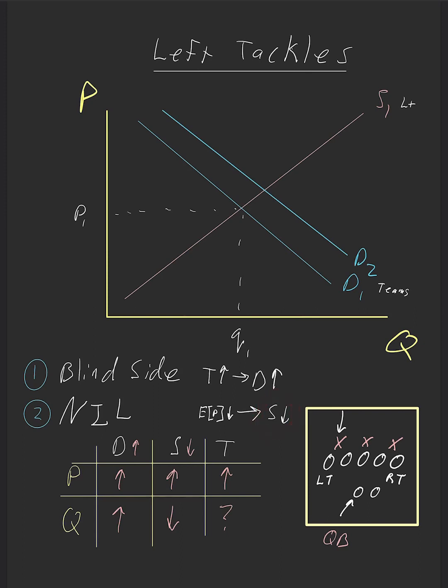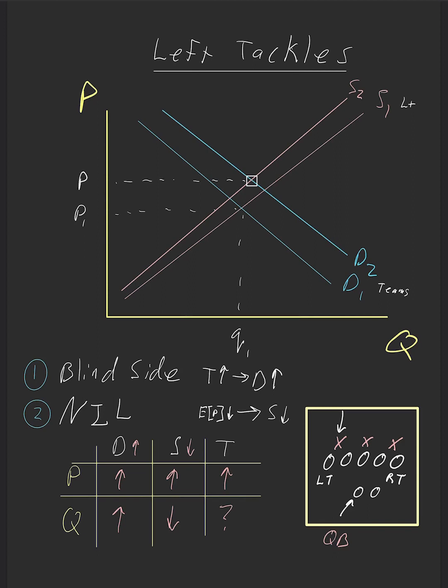As a consequence, the supply of left tackles in the short run might fall. Okay, so now we have this new equilibrium point here. One thing is very clear.